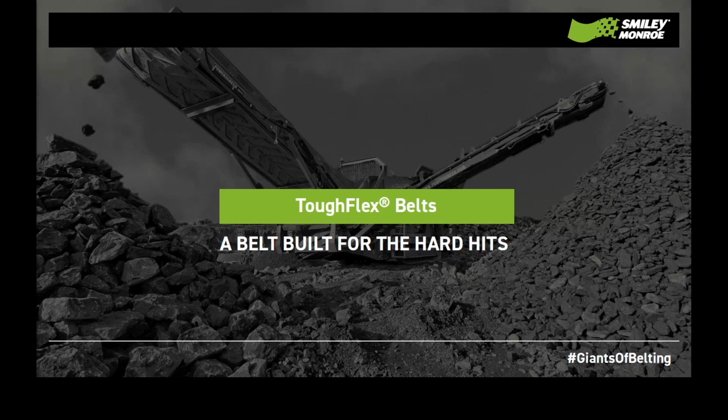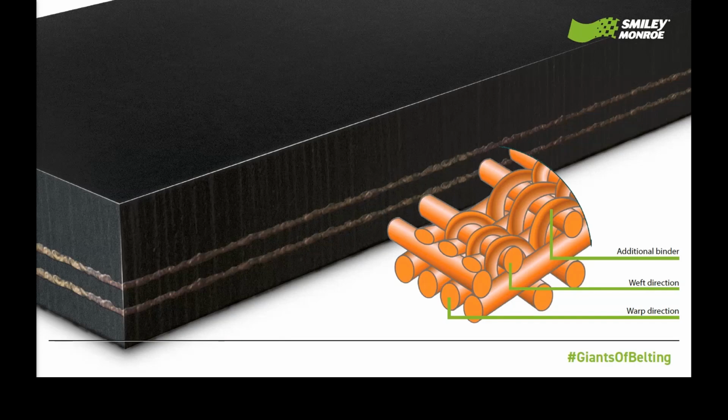ToughFlex is our all-round conveyor belt hero. It is designed to handle the toughest conveying applications, and it's constructed with a special weave of 2 fabric plies and an additional binder warp. The plies are reinforced to resist puncturing and are protected with heavy-duty wear-resistant top and bottom covers.